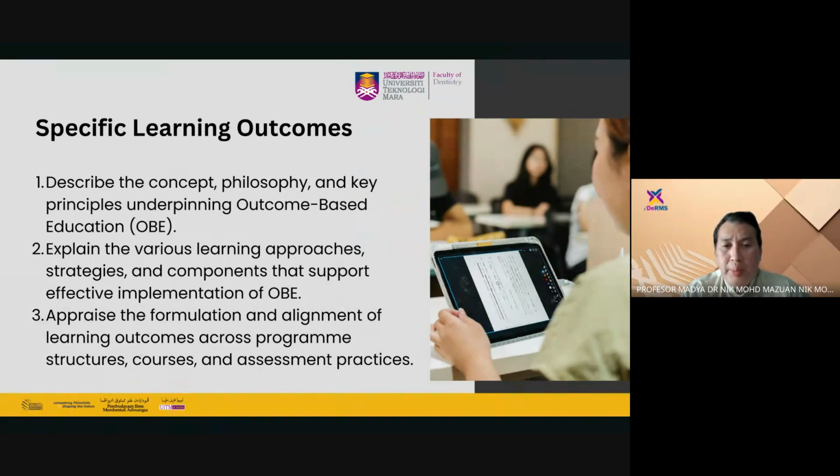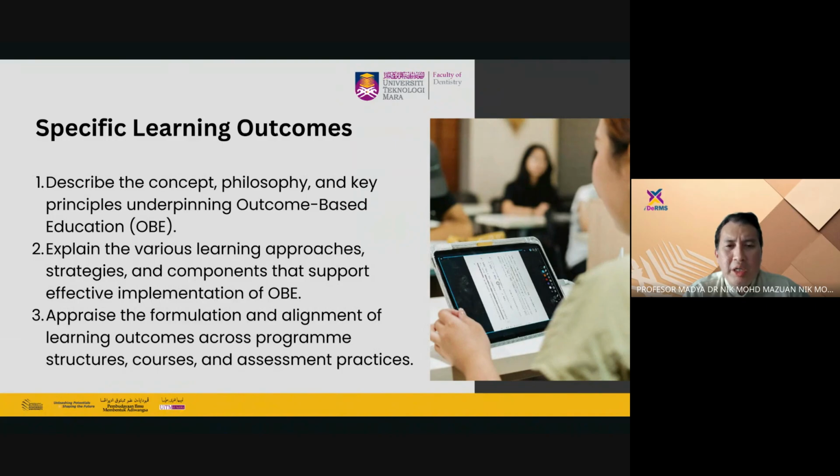Number two is to explain the various learning approaches, strategies, and components that support implementation of OBE. And then number three, appraise the formulation and alignment of learning outcomes across program structures, courses, and assessment. So number three is a little redundant with the series number 2, but I will just try to get it started and then see what we can do in the second series later on. All right. So we have more time to understand the alignment later on.